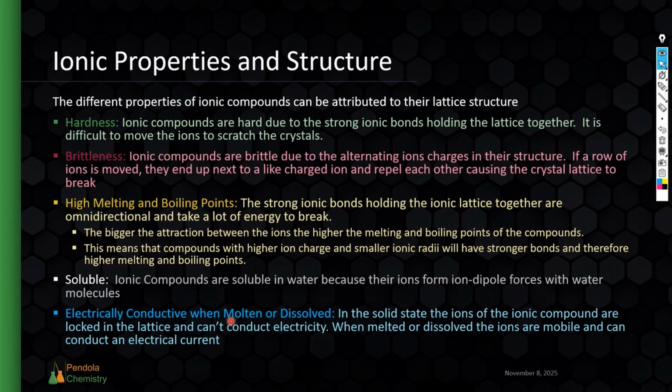So these are the general properties of an ionic compound, and those are the explanations that you will give on the AICE exam if you're asked why they happen. Ionic compounds are hard because of the strong ionic bonds holding the lattice together. They're brittle because even though they have strong ionic bonds, when the ions are shifted, you end up with like charged ions next to each other, and they repel each other and break. They have high melting points and boiling points because of the strong ionic bonds holding them together. And again, that's going to be further made stronger by any higher charge ion and smaller ionic radii.